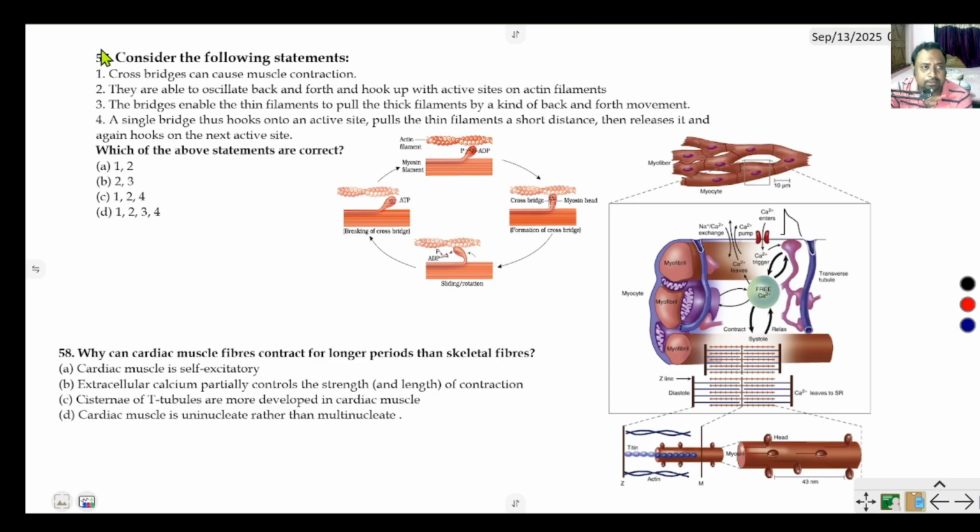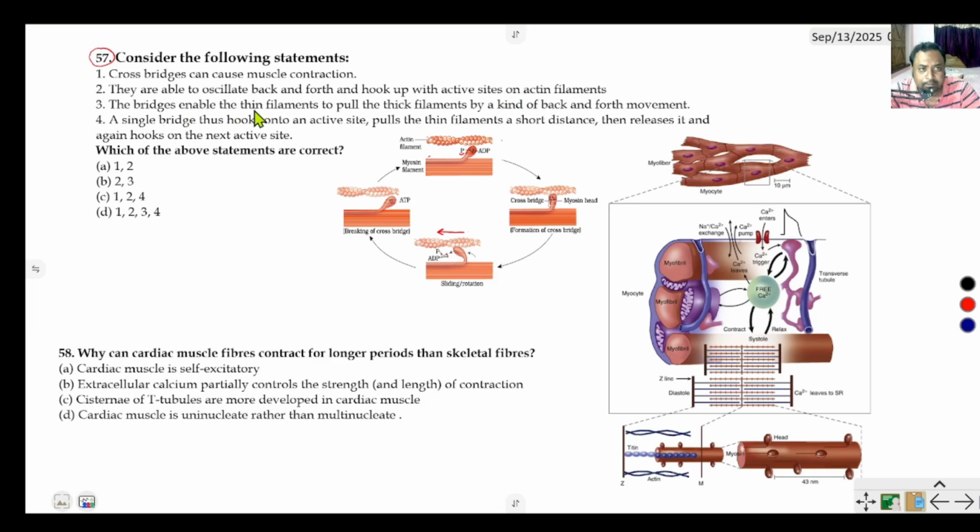Question number 57 says, consider the following statements. Cross bridges can cause muscle contraction. Definitely, cross bridges can cause muscle contraction. They are able to oscillate back and forth and hook up with the active site on actin. Definitely, this myosin head binds with the actin filament, then it forces into this side. So there is a back and forth mechanism on the actin filament.